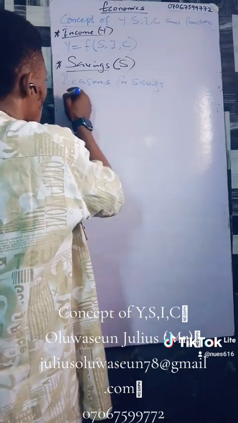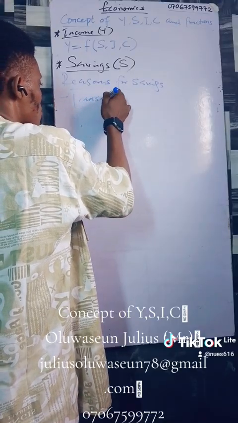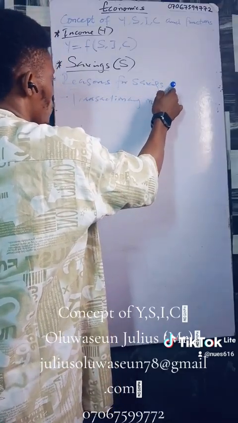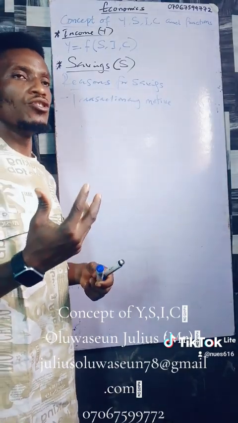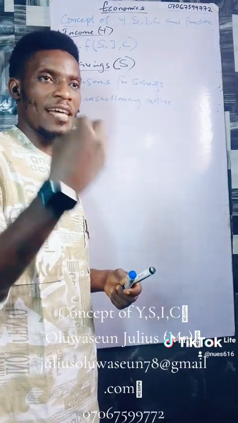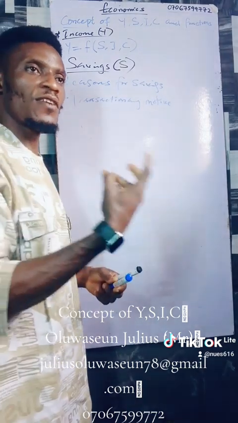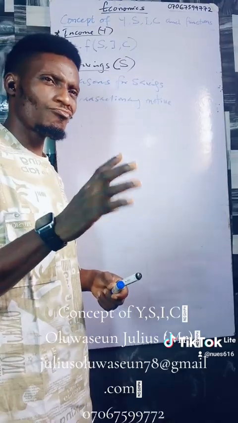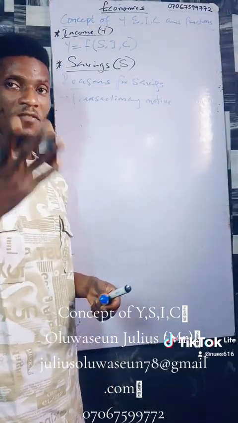Reasons for savings. Number one is the transactionary motive. Yes, people do normally save up for the purpose of transactions. By the time you have your savings, you are at liberty to purchase your goods and services at any time of your choice. Am I communicating? So you can easily make your transfer, or you can easily make your payment via check or via cash. You can do that. Why? Because you have saved up before.